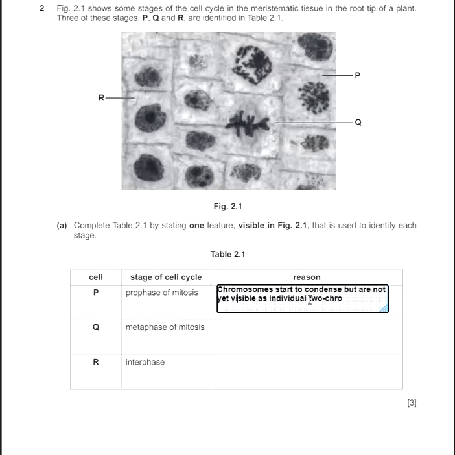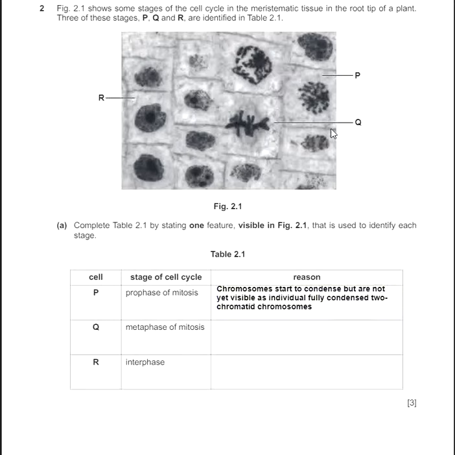Chromosomes start to condense but are not yet visible as individual, fully condensed two-chromatid chromosomes. Two-chromatid chromosomes are the chromosomes that have 2 chromatids. So after the synthesis phase, we have our typical X shape with the 2 legs and the 2 chromatids being held together in the center at the centromere.